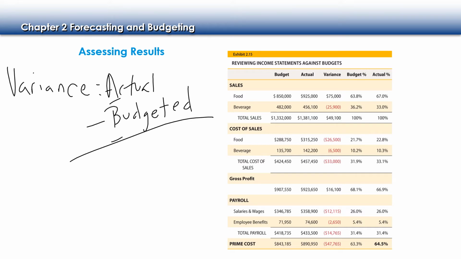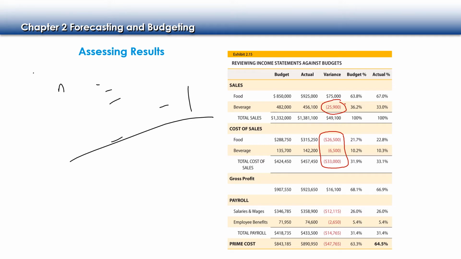Now, when we look over here at our income statement, when we're comparing against our budgets, you'll notice that some numbers are in red and in parentheses, okay? That just simply shows that there is a difference in budget. Okay, so let's look at each one of these very closely as we go. So first, we have our sales.